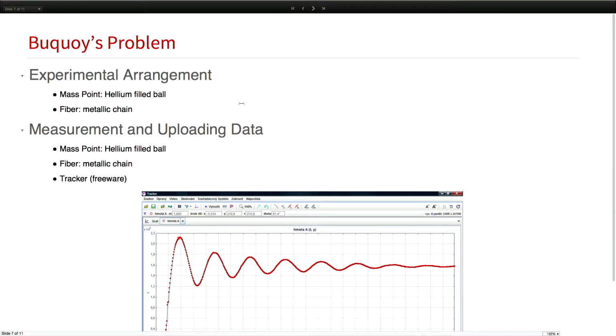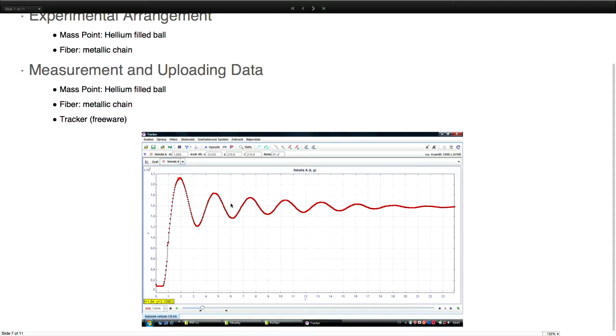For measurement of the movement of this mass point, we are using with our students the freeware called Tracker for video analysis. This is a screenshot from this program. It provides us an Excel table of data of the dependency of the height of the ball on time.